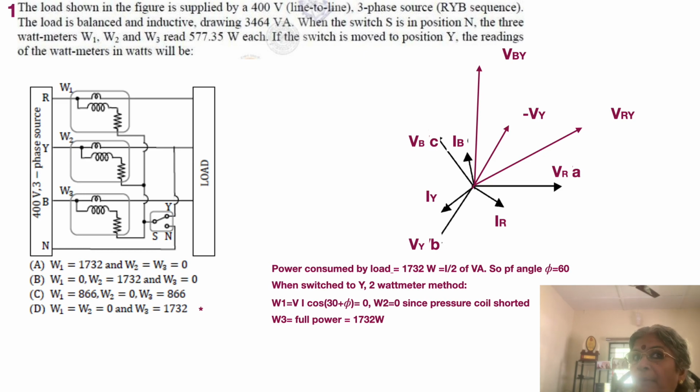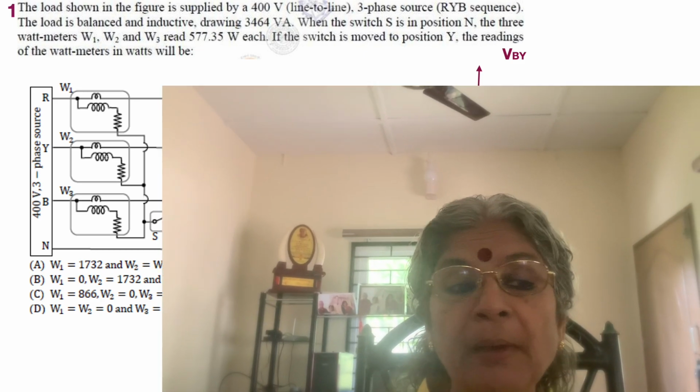Now if you look back at W1, it will be V 400, I we don't know, but cos of 30 plus phi, which is 30 plus 60, cos 90, is equal to 0. So W1 is 0, W2 is 0. In that case, W3 should measure the entire power taken by the system, which is equal to 1732. So answer D is right. We make no computations, we just make inferences. This is the understanding that I would like to convey to you while we go through the first problem. Okay, moving on to problem number 2.